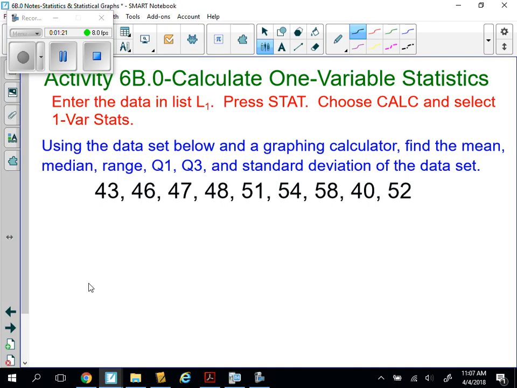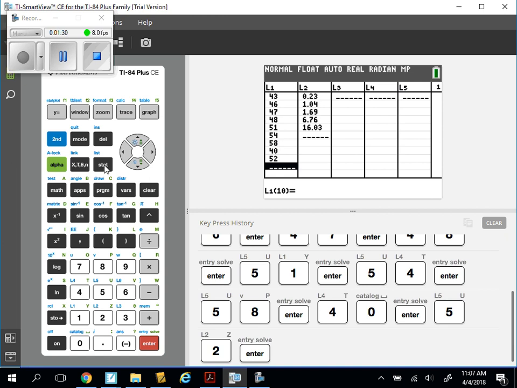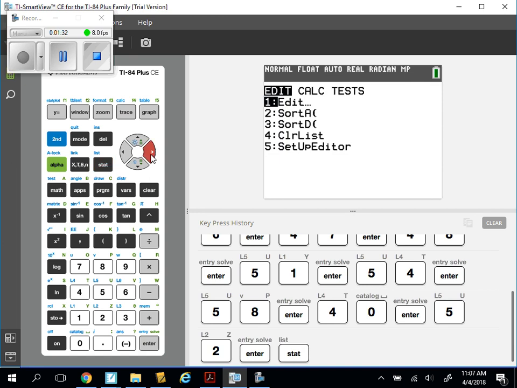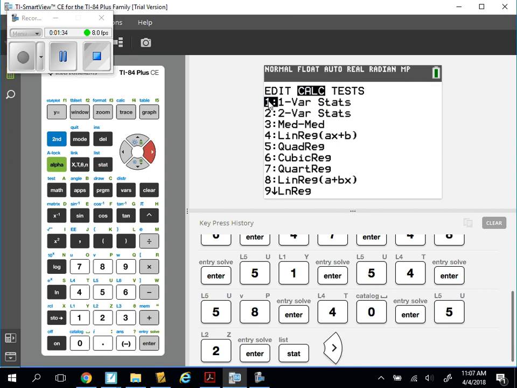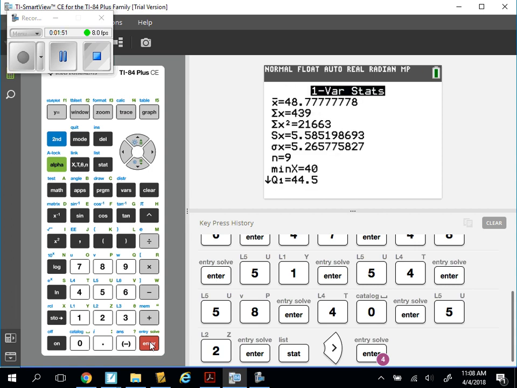Now going back, it says now we're going to press Stat again and then choose Calc so we can select the one var stats. So that means I go back to the Stat key, I move over to Calc, and notice it's right on the number one variable. This just says var, that means variable, and stats, that means statistics. So I press Enter here. Make sure your list is on L1, press enter, make sure calculate is highlighted, and then here's your information.